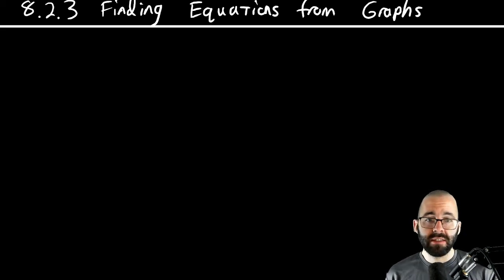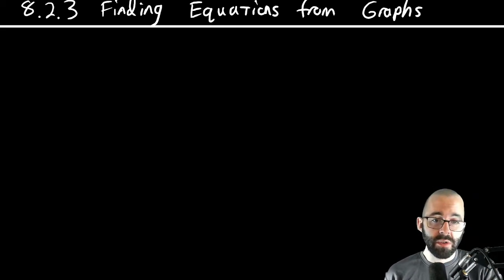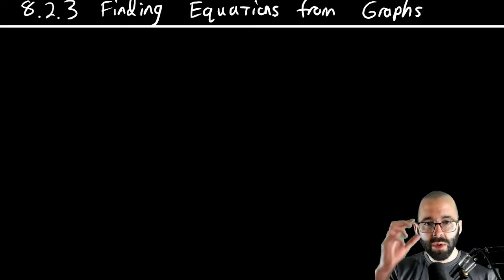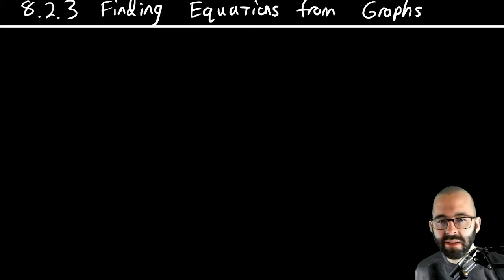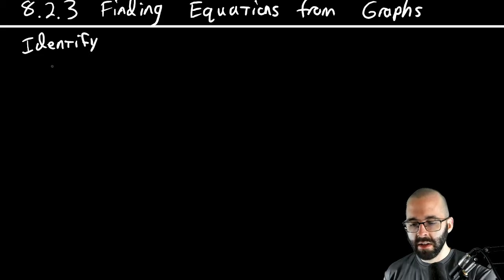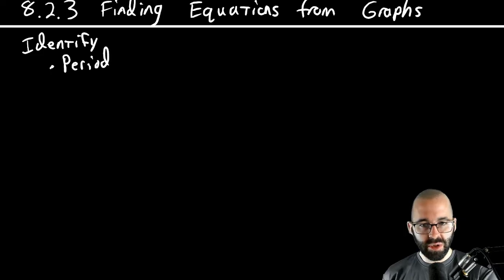So just like in the last section 8.1 with sine and cosine, to find equations from graphs for tangent, we also just kind of work backwards. We identify everything that we've talked about in the previous ones. Okay, we're going to identify the period, which is usually the easiest place to start. We'll also be looking at the asymptotes.